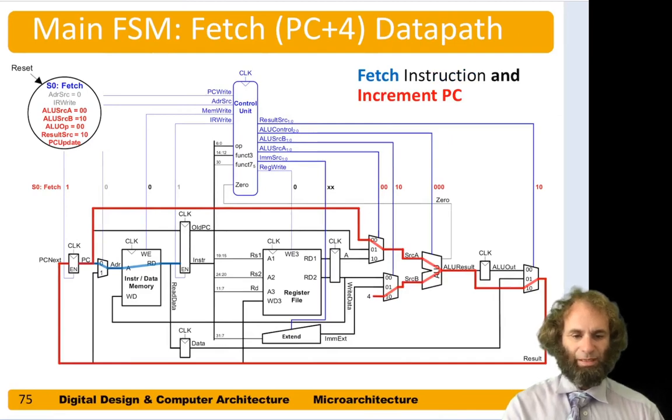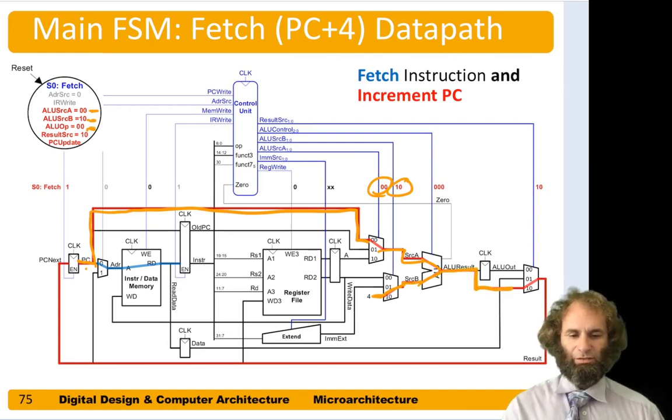And so back in the fetch stage at the very beginning, we have the program counter sitting here. We can bring that program counter over to the ALU source A mux. We need ALU source A to be 00 to choose the program counter. We want to add 4, so ALU source B needs to be 10 to choose the 4. Tell the ALU to add, so ALU op needs to be 00 to indicate add.